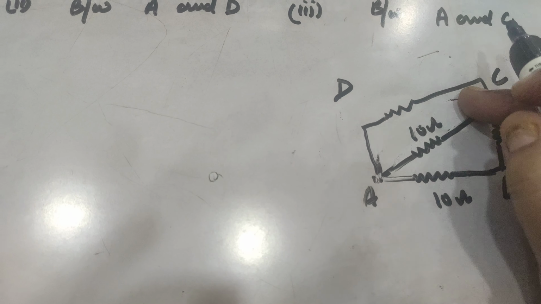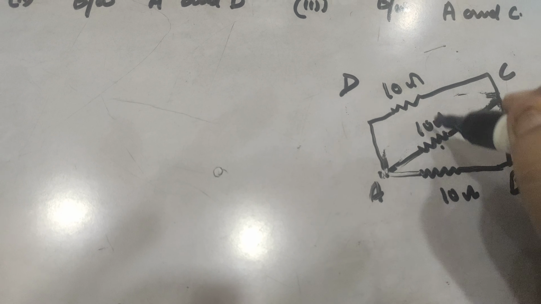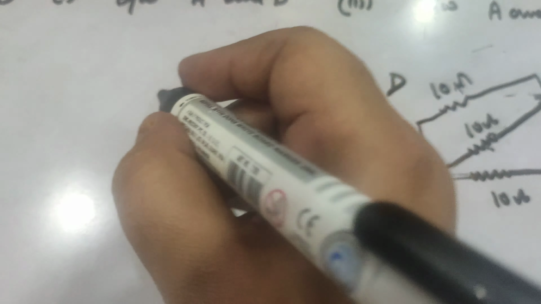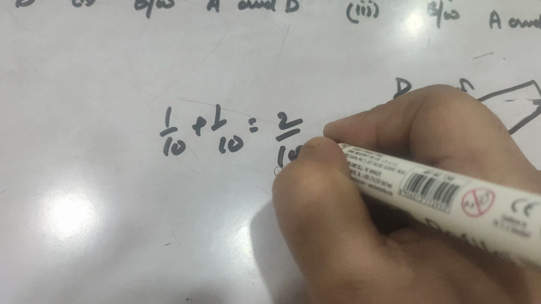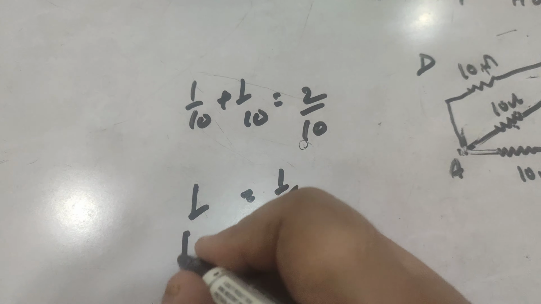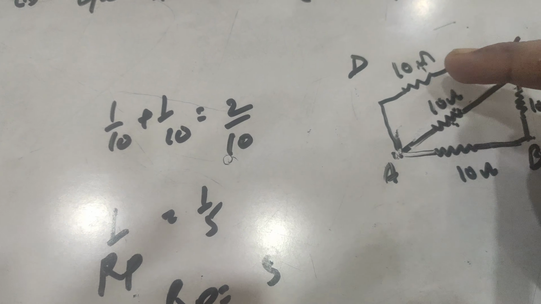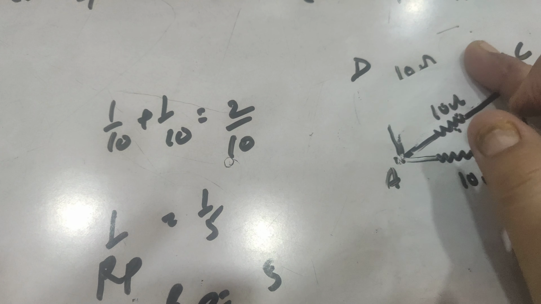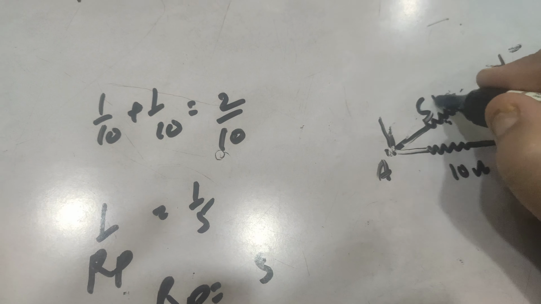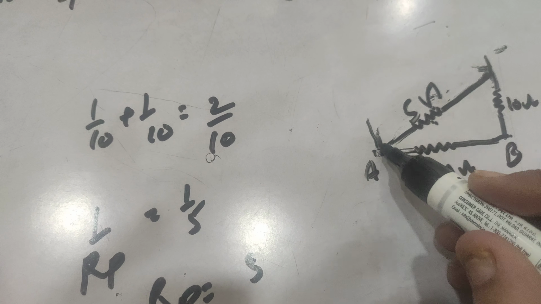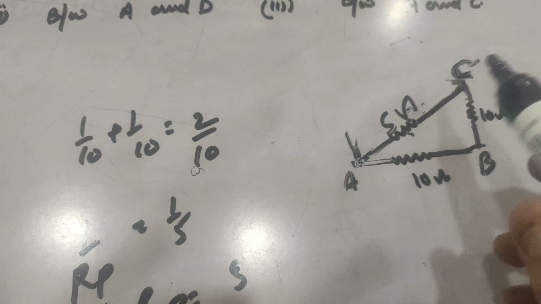So what we get here is a combination of 10 ohm connected across AC, right? Now this 10 ohm resistance and this 10 ohm become parallel to each other. So 1 upon 10 plus 1 upon 10 is equal to 2 by 10, which is equal to 1 by 5, which is equal to 1 upon Rp. So Rp becomes 5. It means after solving these two, what we get along AC is a combination value of 5 ohm.